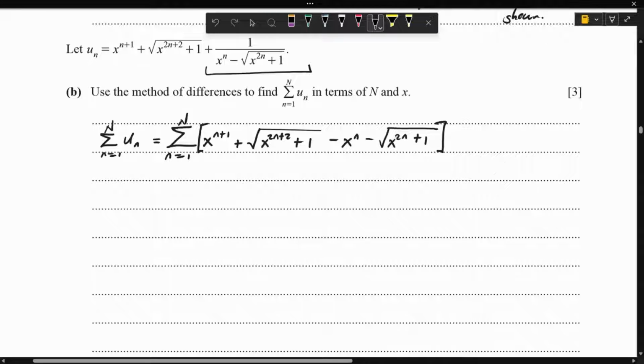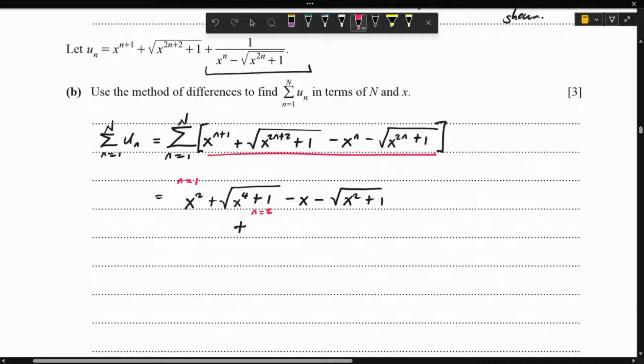So we are going to now list down the terms, starting with when n is equal to 1. When n is equal to 1, we will be having x squared plus the square root of, here becomes x to the power of 4 plus 1, and that's going to be minus again x, minus the square root of x squared plus 1. So that's going to be plus, and now we do for when n is equal to 2, and we're substituting therefore 2 for n into this whole thing.